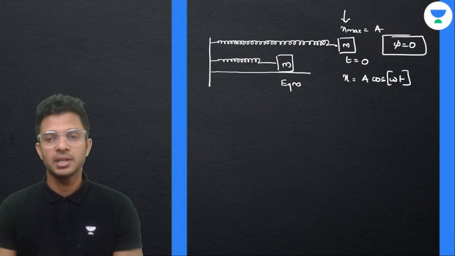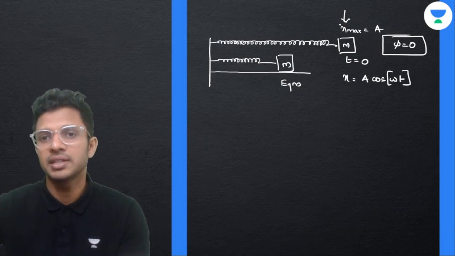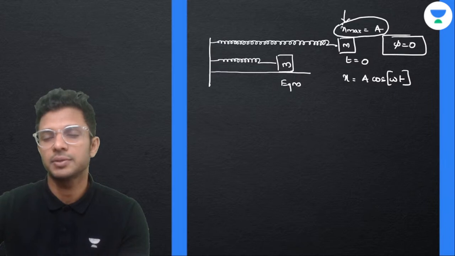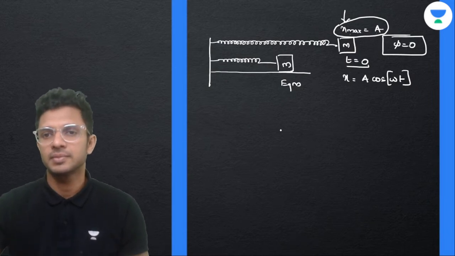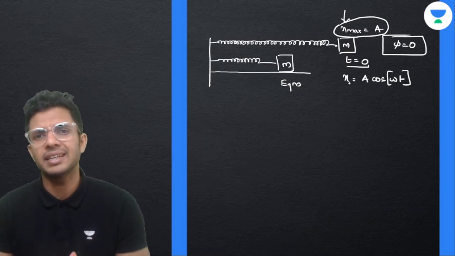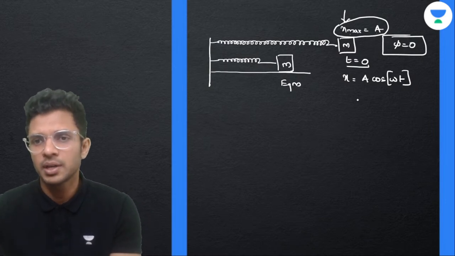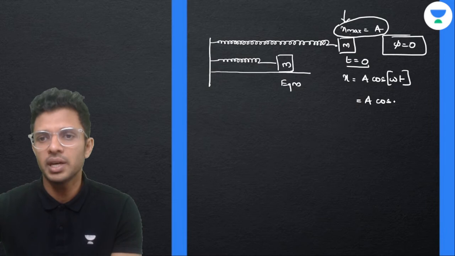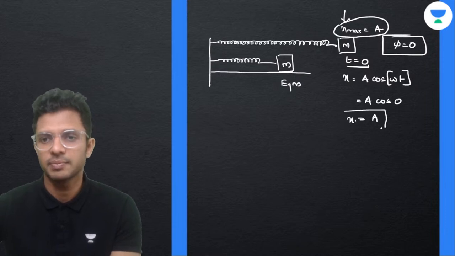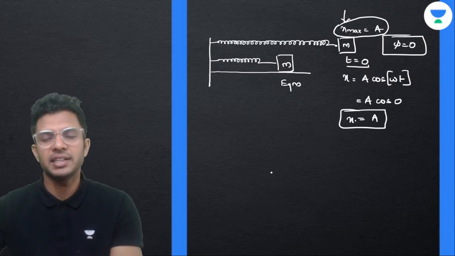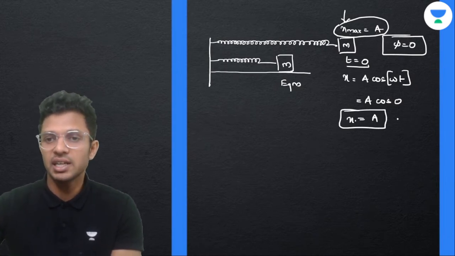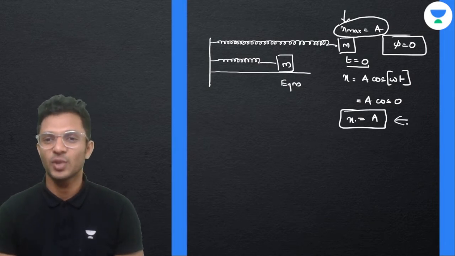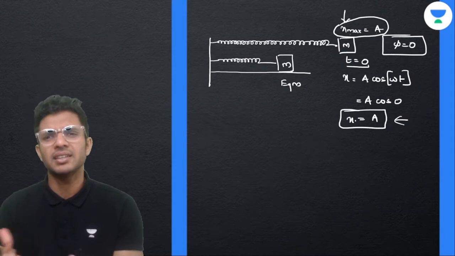Now let's see, by using this formula, whether the information is justified or not. At time 0, x should have the value a, according to this formula. Let's see whether we get that. Put t equal to 0 here: a cos(omega into 0) is a cos 0, and cos 0 is 1, so it is a. Yes. We are getting the answer through the equation we derived. At time 0, x should be a, and we got it as such. The displacement part is done.